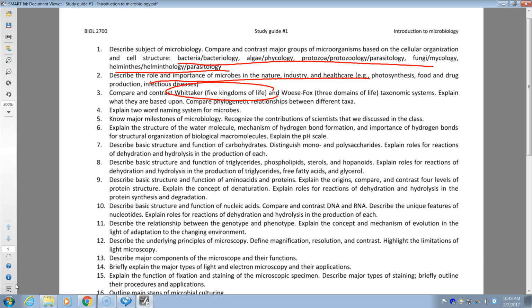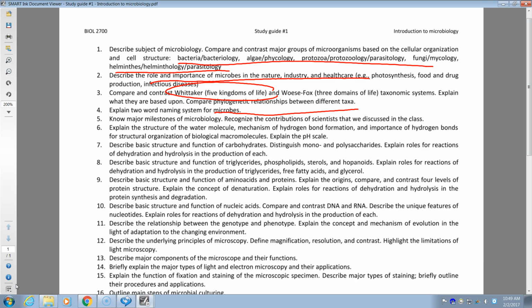This classification is based on genetic similarities, specifically 16S ribosomal RNA. So when it says phylogenetic relationship, that's pretty much archaea and eukarya are closer. Okay? 2-word naming system for the microbes. I don't even want to touch on that. You understand? Genus first, species second. Okay.